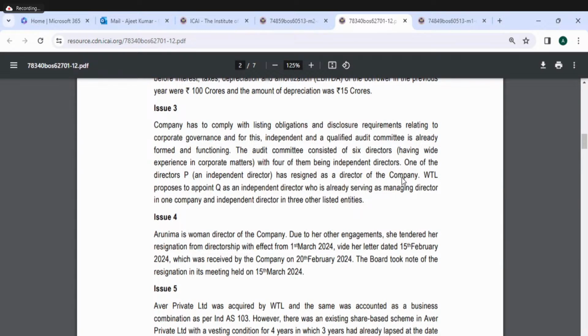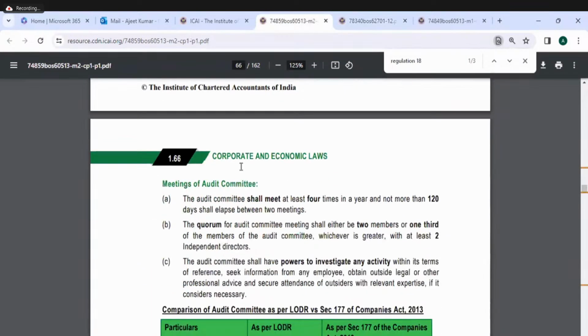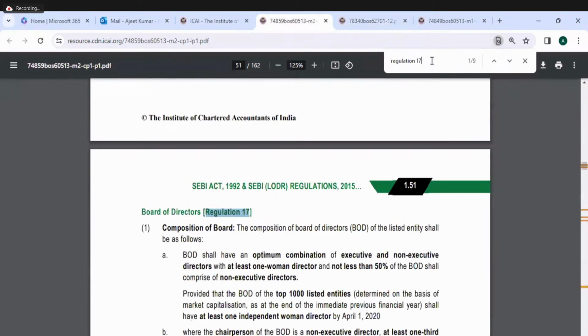So that brings another point to my notice. If I see regulation 18, it does not talk about this. It nowhere talks about the managing director part or anything. So that means I need to refer to some other regulation also. So in that case, I have to refer. You don't need to memorize the regulation numbers. Okay? You don't have to memorize the regulation numbers.